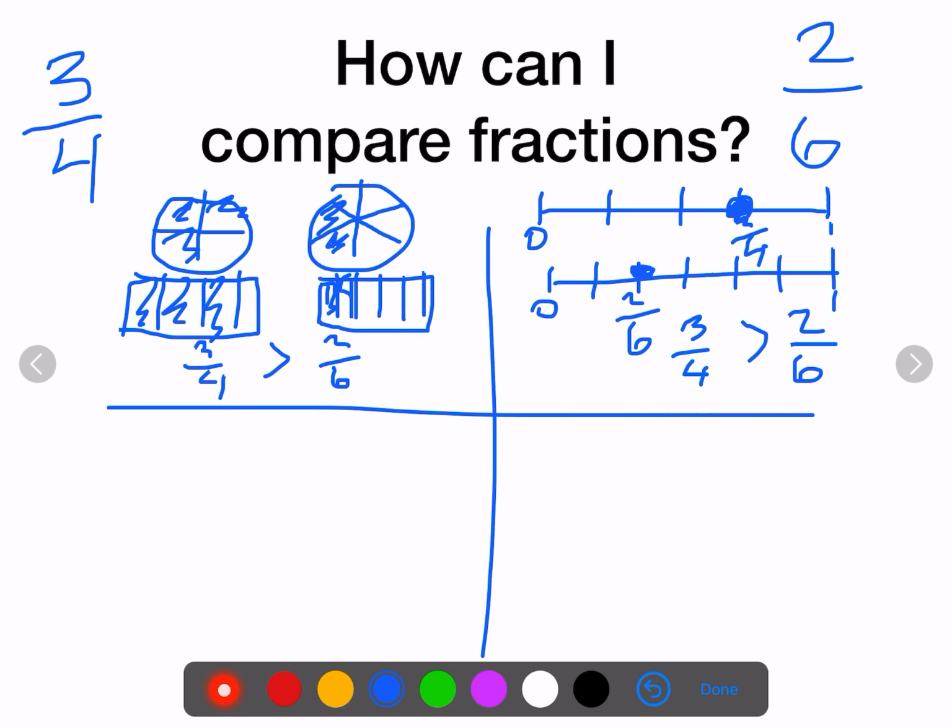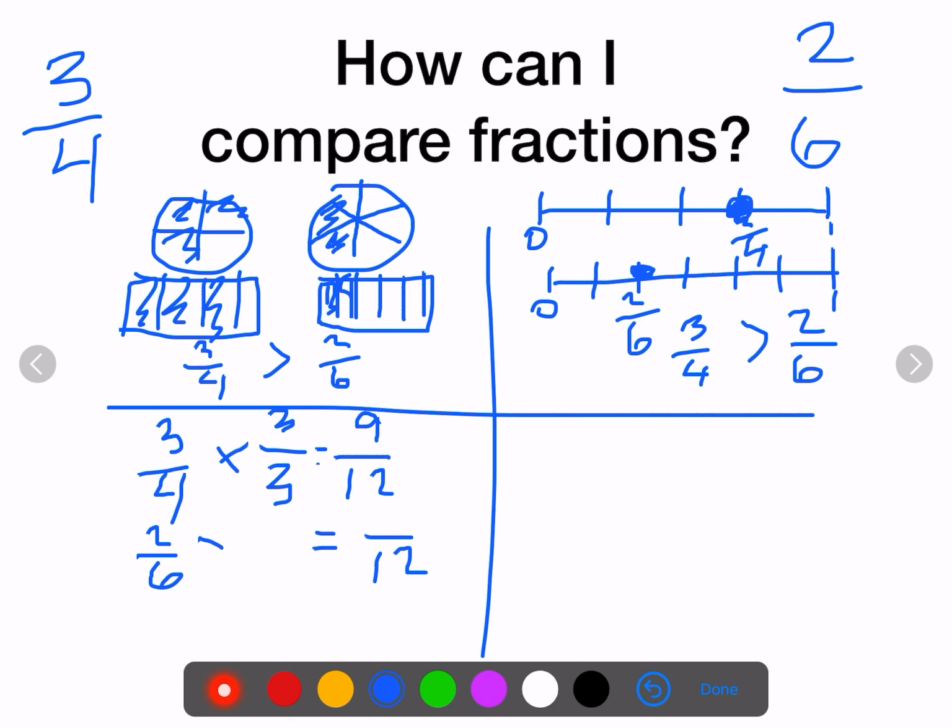Another way that we can compare fractions is by using common denominators. When I look at the number 4 and the number 6, I know that both of them can multiply to 12. So if I take 3/4 and I make an equivalent fraction with a denominator of 12, I would want to multiply the top and bottom of my fraction times 3, since 4 times 3 equals 12, and 3 times 3 equals 9. So 3/4 is equivalent to 9/12. In the same way, I could take 2/6, and I want a new equivalent fraction with a denominator of 12. This time I'd multiply by 2 over 2. 6 times 2 is 12, 2 times 2 is 4.